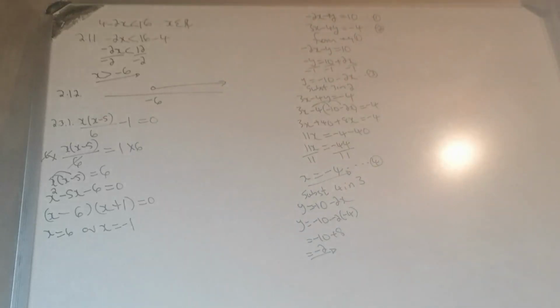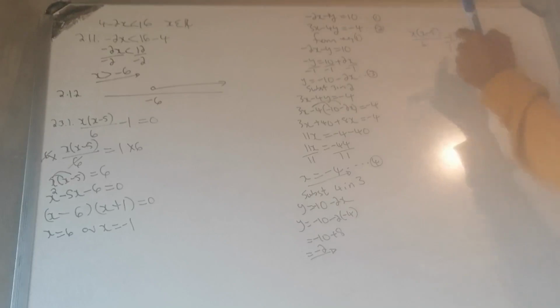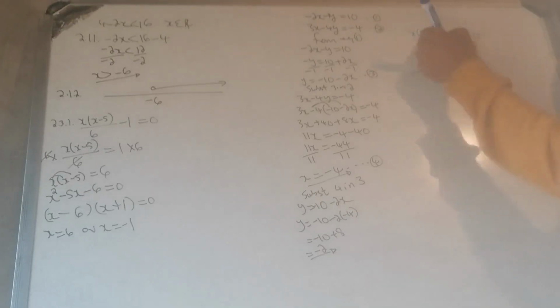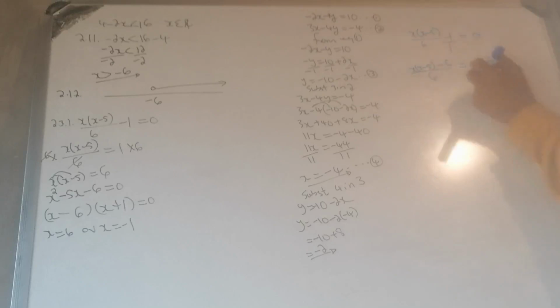If you want to solve, x into x minus 5 all over 6 minus 1 equals 0. So what is the LCD here? Yeah, 6. 6 into 6 goes once. 1 times the whole thing is the whole thing. Minus 1 into 6 goes 6 times. 6 times 1 is 6. That is equals to 0.